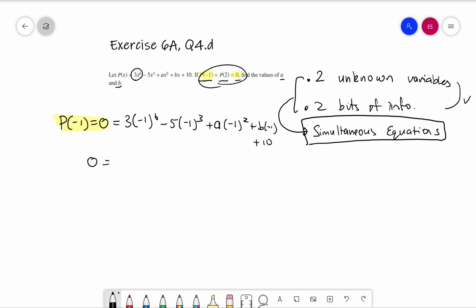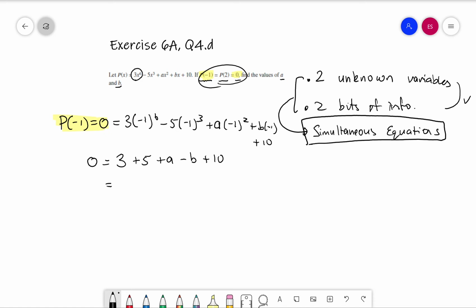And now we just expand all of these terms. So -1 to the power of 6 is +1, times 3 is 3. -1 to the power of 3 is -1, times -5 is +5. -1 squared is +1, times a is a. -1 times b is minus b, and we have plus 10.